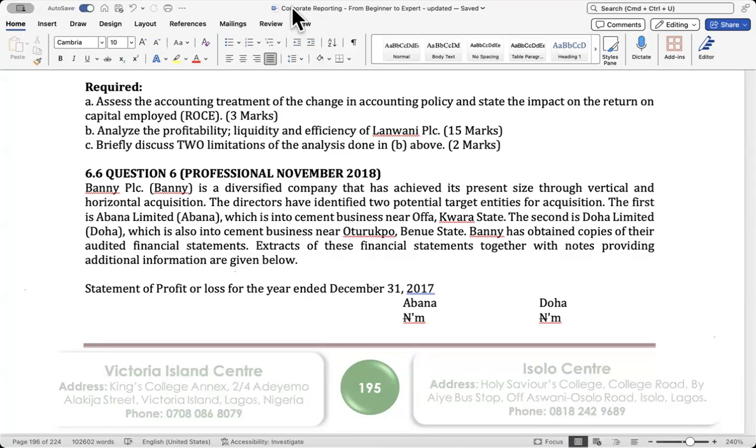Then that will not be our last class. We are still going to have another class where we are going to look at operating segments and interim financial reports. And then maybe after that, we can then say, okay, we're not having any class again. Or maybe we want to have revision, whatever.